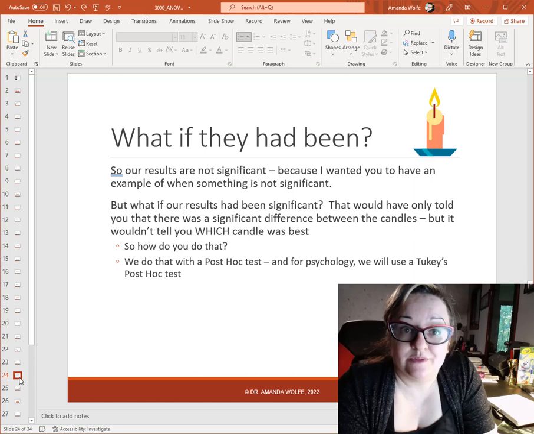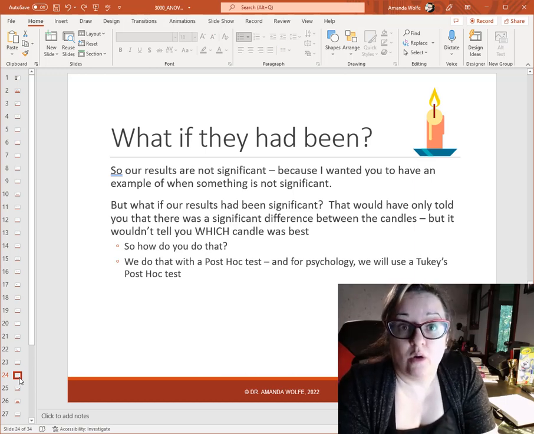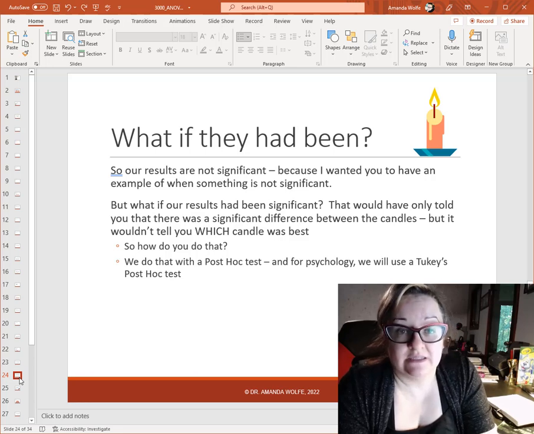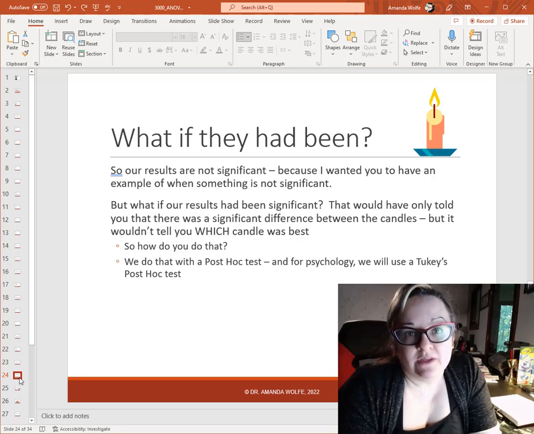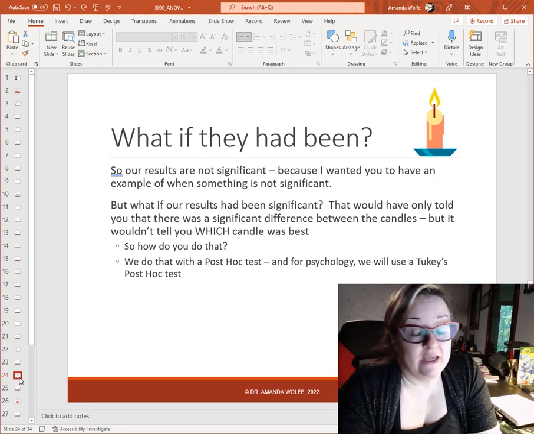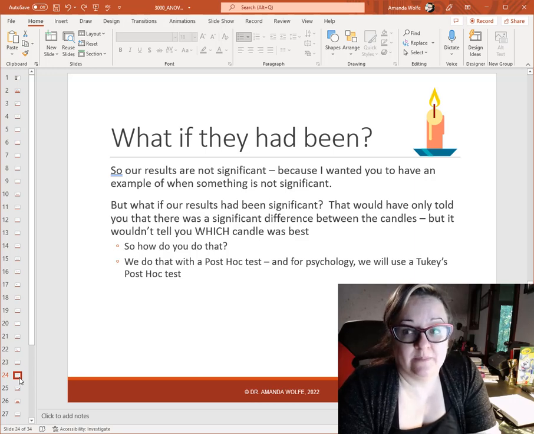So I made up this example so that you could see in one of our calculation videos an example of something that is not statistically significant. But there is something else that we need to cover, and that's post hoc tests. And for a post hoc test, we need it to be statistically significant. So imagine this. What if we had used different candles and it turned out that there was a significant difference?